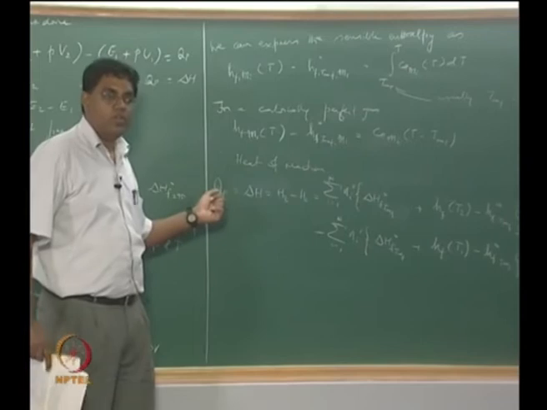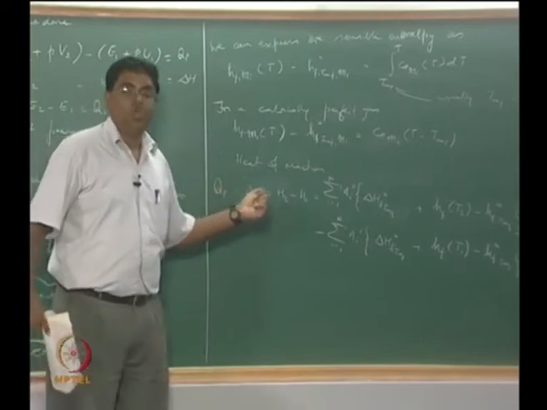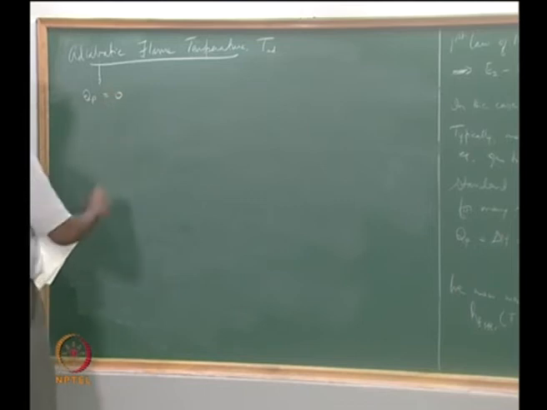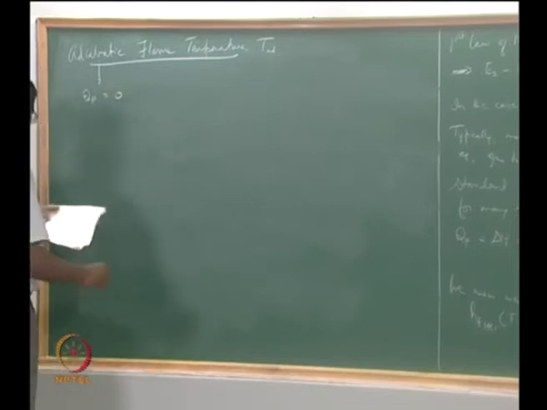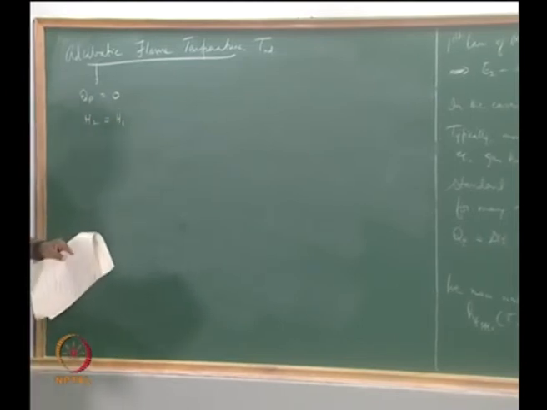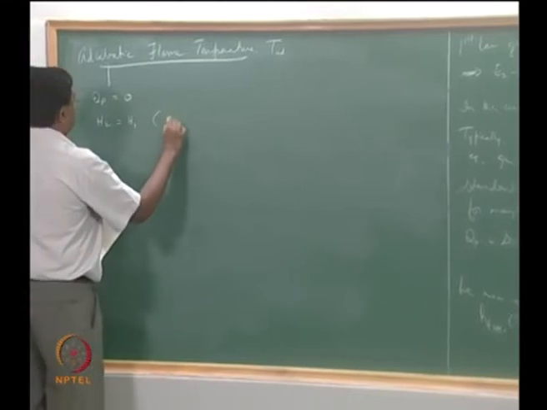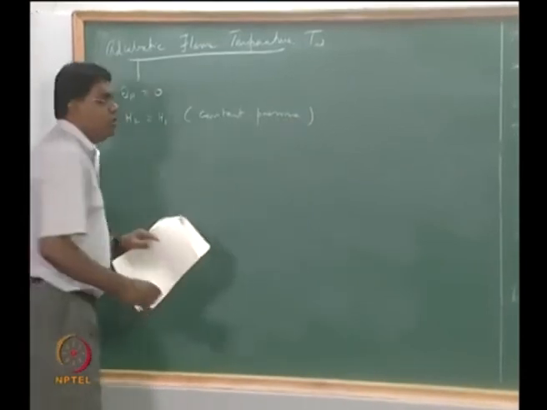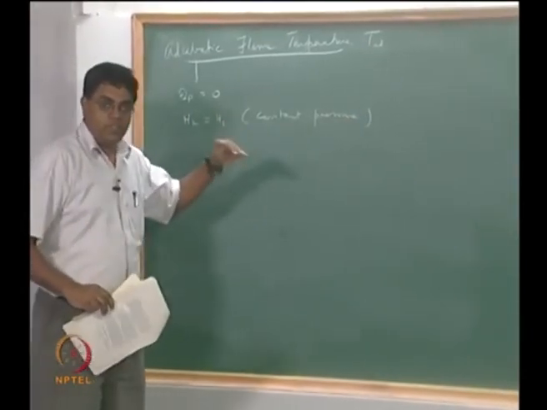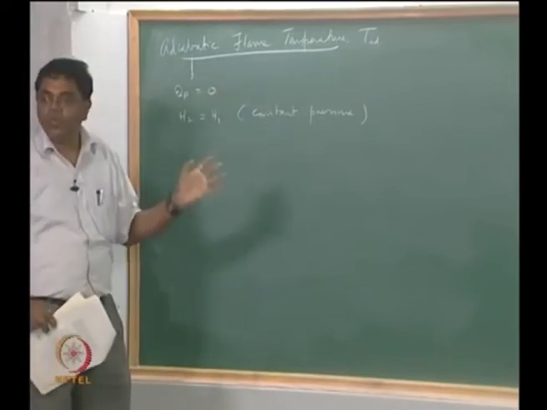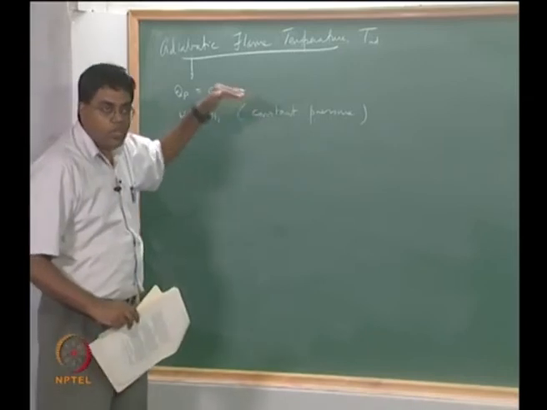So what about QP? QP is taken as 0. So the starting point for us is to take QP equal to 0. Adiabatic simply means QP equal to 0. That means H2 is equal to H1. And when you say H2 equal to H1, the implicit assumption is constant pressure. So if somebody doesn't mention constant pressure and talks about adiabatic flame temperature, it's implicitly assumed that you're talking about the constant pressure process.